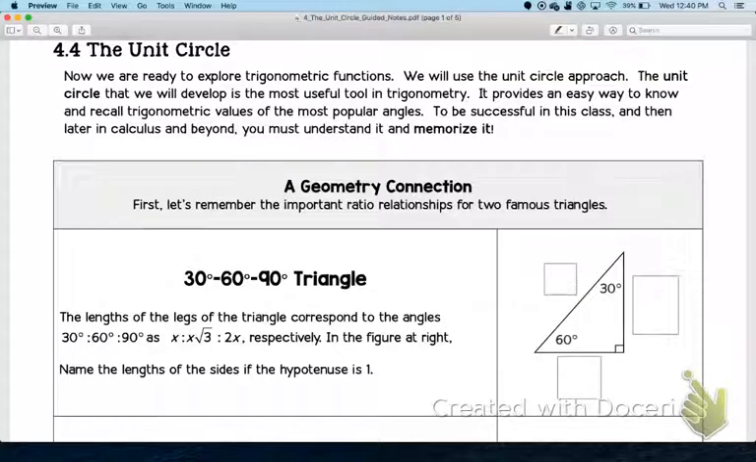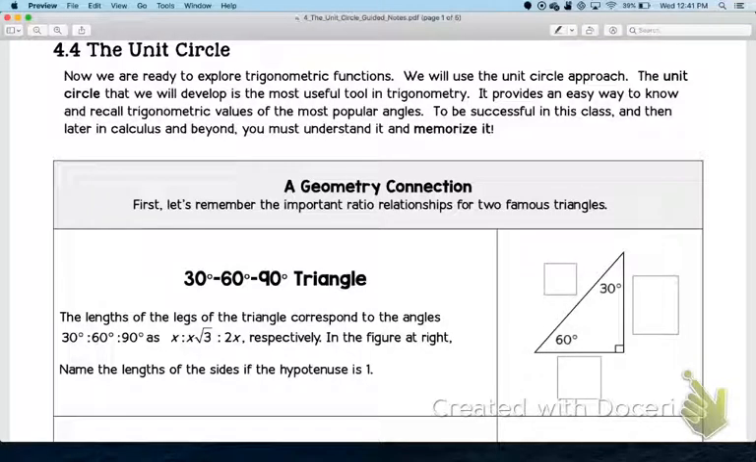So now we're really going to get into the fun part of trigonometry that we deal with in pre-calculus, which gets us into the unit circle. So we use the unit circle when we're dealing with exploring trigonometric functions. The unit circle that we will develop is the most useful tool in trig.